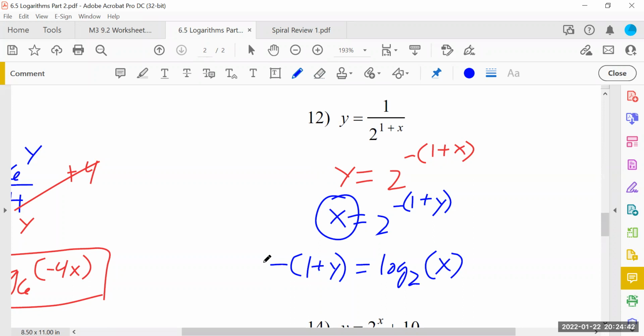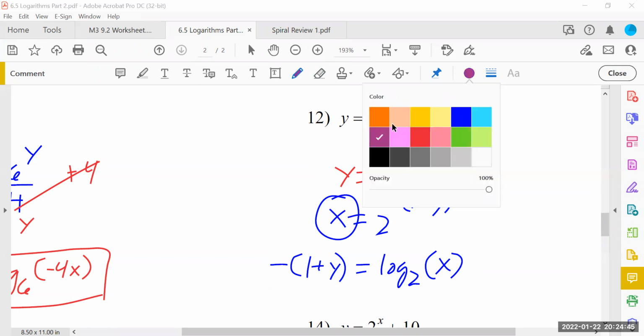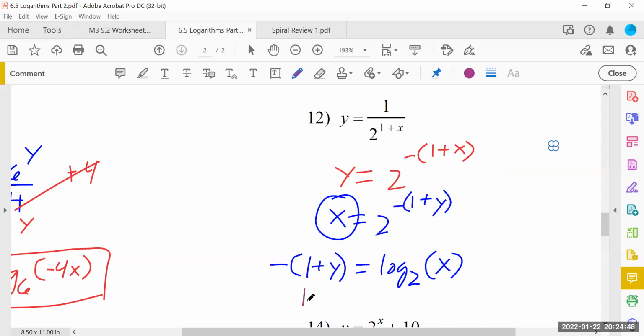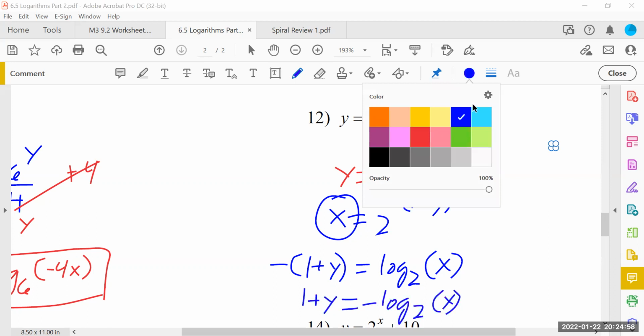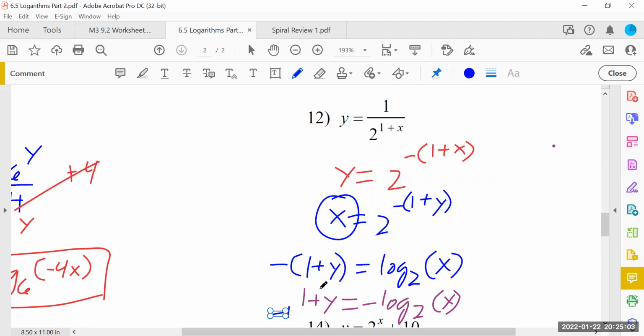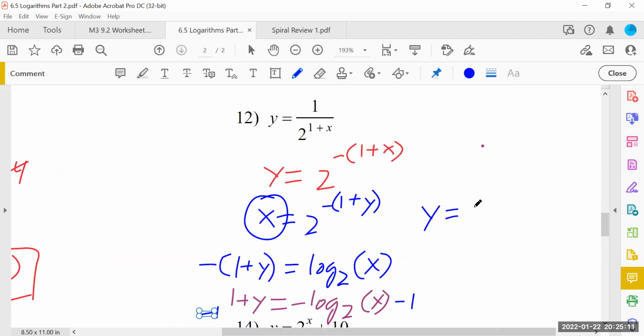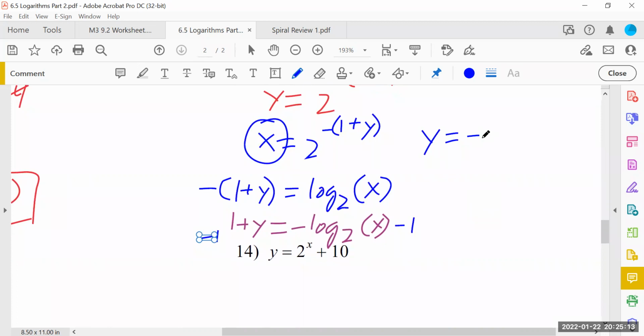Now I can get rid of the negative, multiply both sides by a -1 or divide by a -1, either one's fine. We get 1 plus y is equal to negative log base 2 of x. Then I can subtract 1 from both sides to get y by itself. So if I subtract 1 from both sides, I get my final answer. Y is equal to the negative log base 2 of x minus 1.